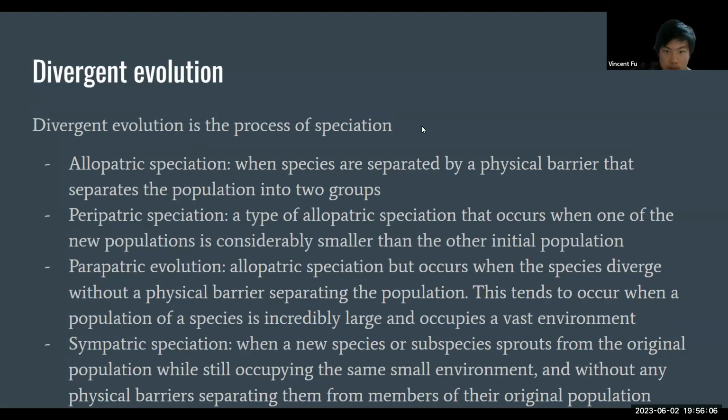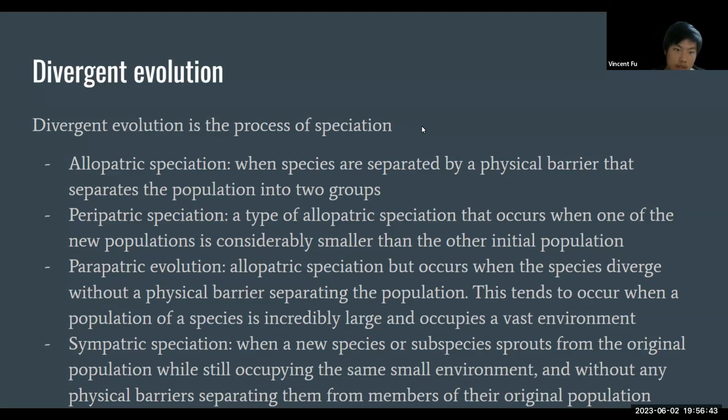This is when two species are separated by a physical barrier that separates the population into two groups. It would be something like a river or a mountain, something natural that separates these two species, and then they would evolve separately. And then there's peripatric speciation. This is a type of allopatric speciation that occurs when one of the new populations is considerably smaller than the other initial population.